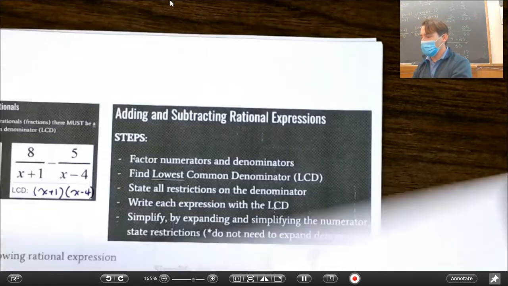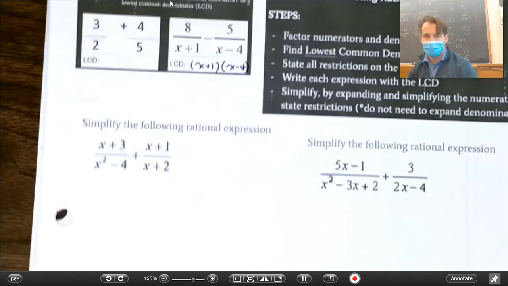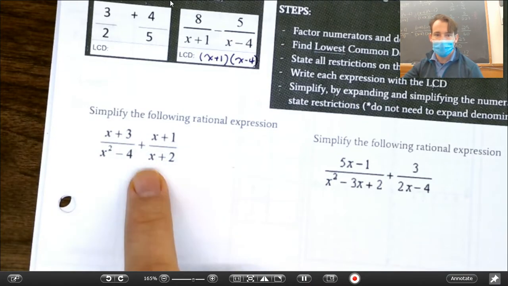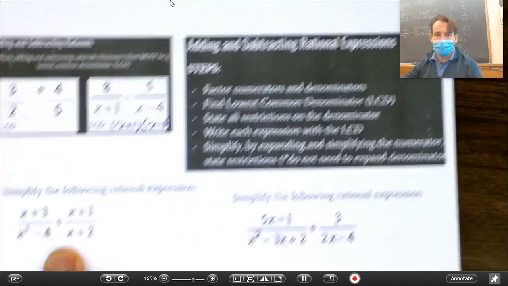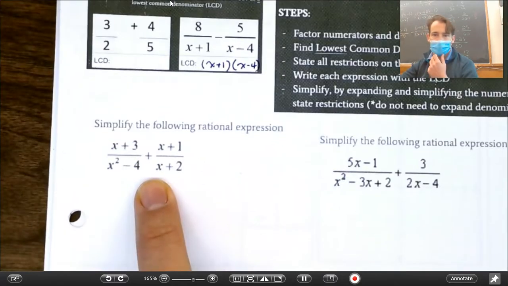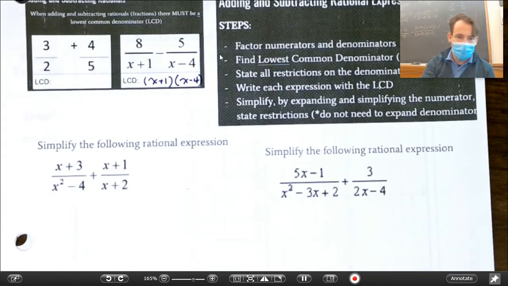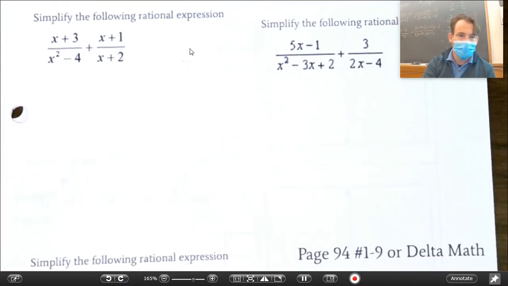Okay, so let's take a look at some of the problems that we are going to be looking at with these types of topics. If I want to simplify something like this, well, my first step is factor all the numerators and denominators, then find the lowest common denominator. So let's do those couple steps here. So our first step is going to be factor. So there's only one thing that's going to factor in there. What is it?